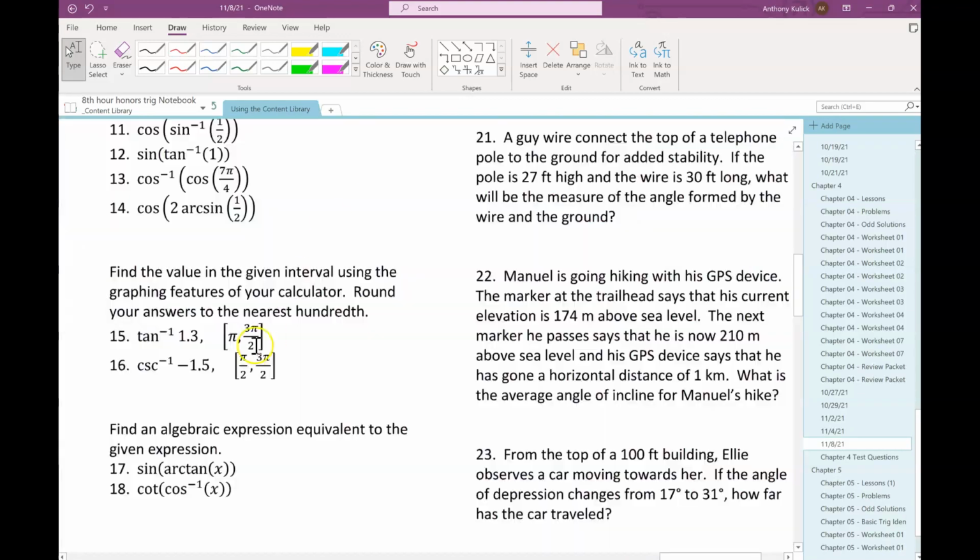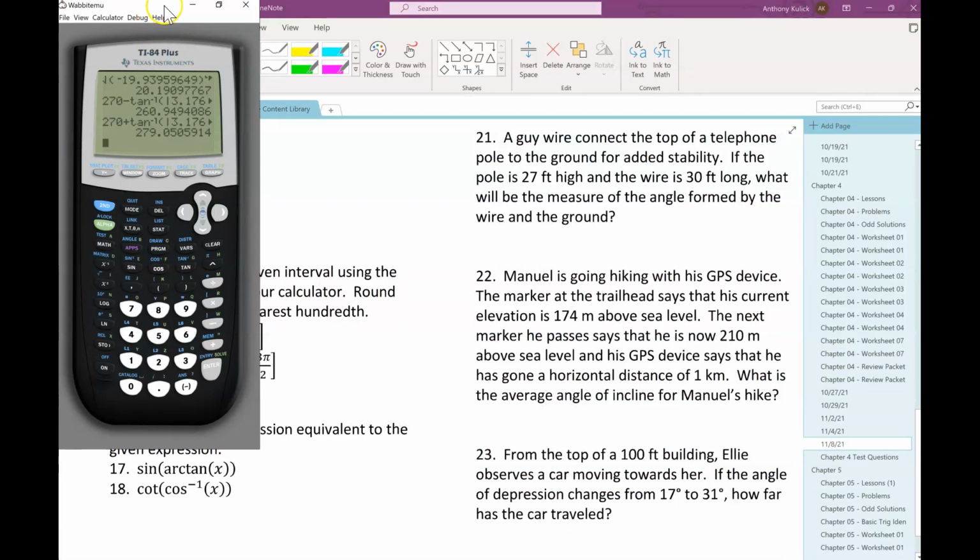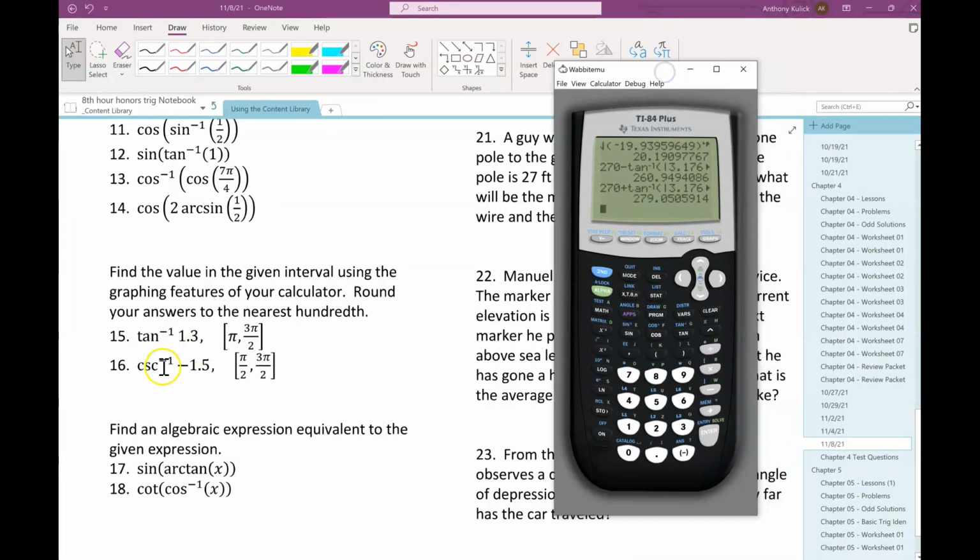So this is a pure calculator question. All right. So it's asking me to find the value of this cosecant inverse of negative 1.5 over this interval. So first thing I want to do is I notice this interval is in radians, so I should turn my calculator mode to radians.